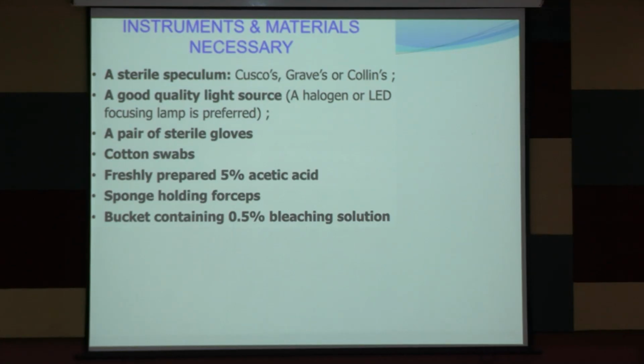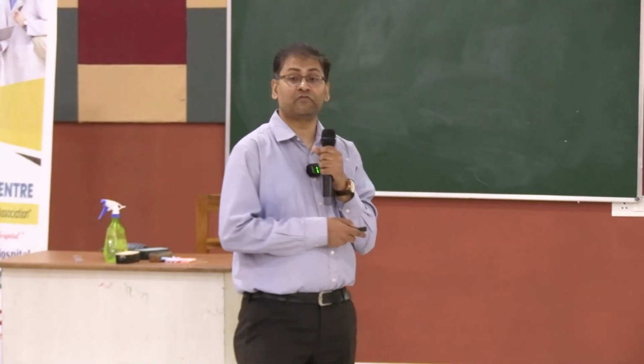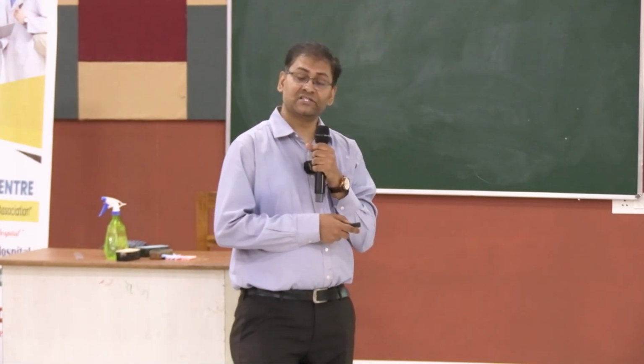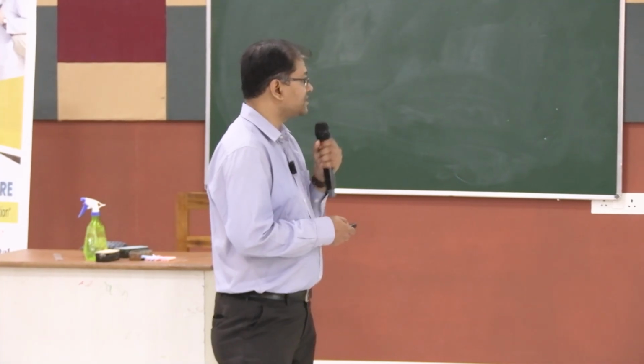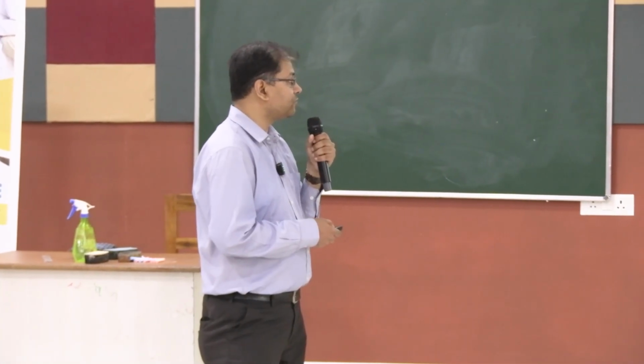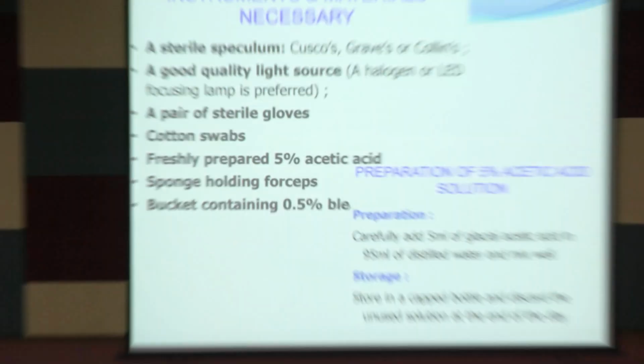If they ask you what percentage of acetic acid, it's 3 to 5%. 3% is used for colposcopy. Colposcopy we can also use for checking vulval pre-invasive lesions or VIN. In that case, we tend to use 5% acetic acid. So the range is 3 to 5%. This is how we prepare it: 5 ml of glacial acetic acid with 95 ml of distilled water.